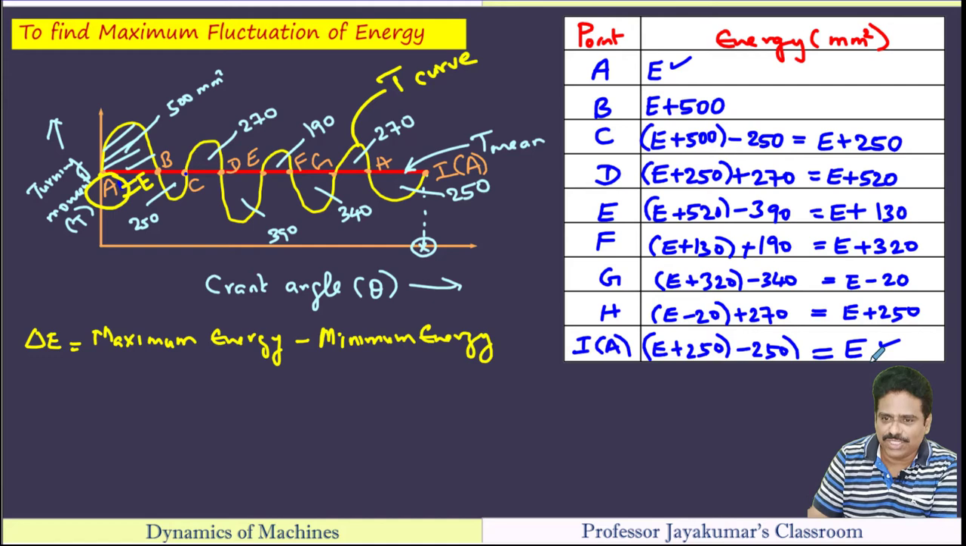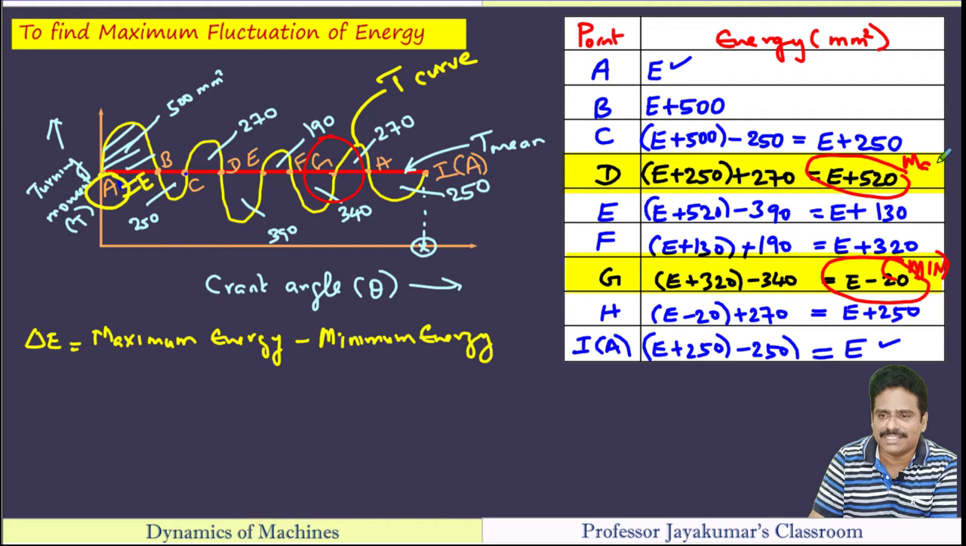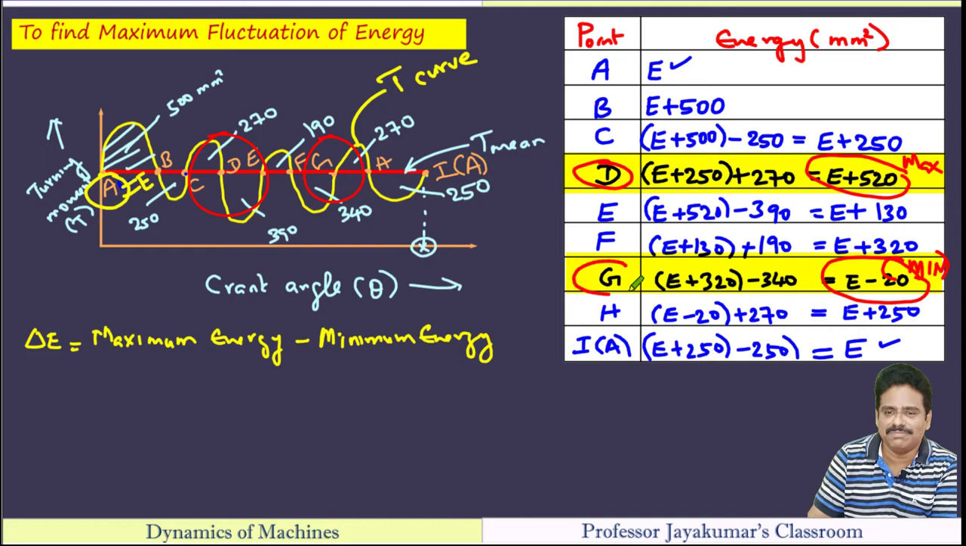How can I find? Assume E is 0, some number. In that case, E minus 20 is my minimum energy. Clear? E plus 520 is my maximum energy. So maximum energy at point D, minimum energy at point G. So we got the maximum energy and minimum energy values, right? Excellent. Now we can find delta E easily.